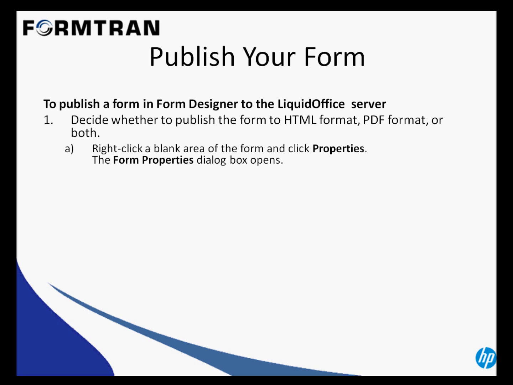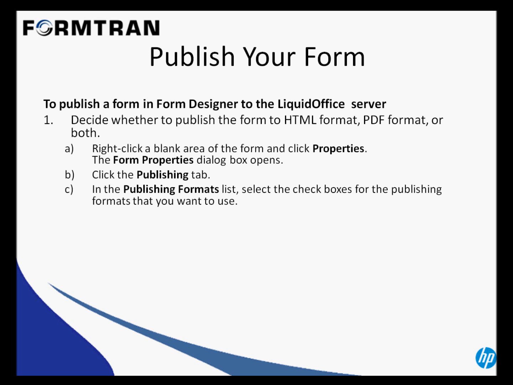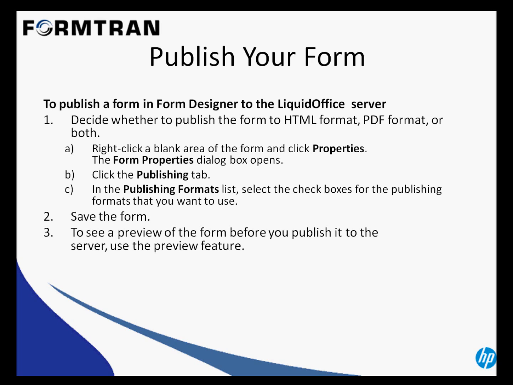Right-click a blank area of the form and click Properties. The Form Properties dialog box opens. Click the Publishing tab. In the Publishing Formats list, select the checkbox options for publishing formats that you want to use, such as HTML or PDF. Save the form. To see a preview of the form before you publish it to LiquidOffice, use the Preview feature.